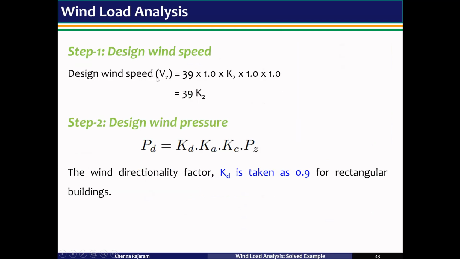The design wind speed Vz is equal to 39 into K2, because K2 varies with respect to the height. So that's why right now we consider K2 only. Next, design wind pressure, which is calculated as PD equal to KD, KA, KC and PZ. The wind directionality factor KD is taken as 0.9 for rectangular buildings.